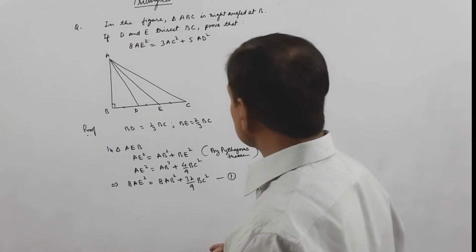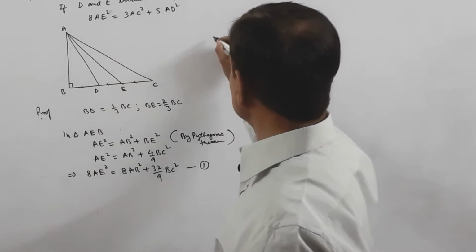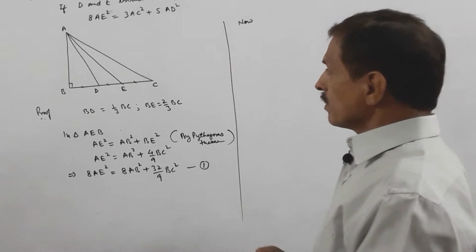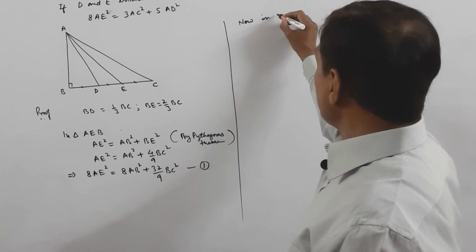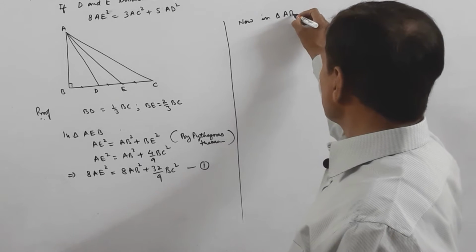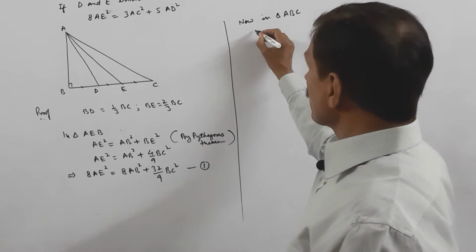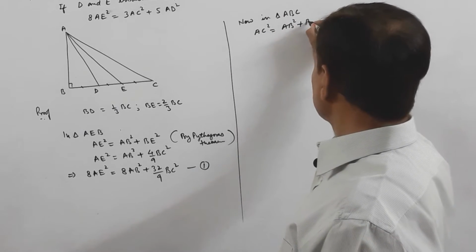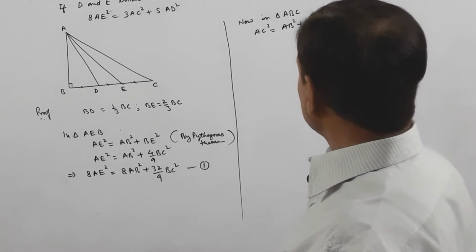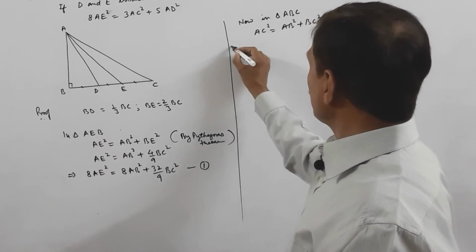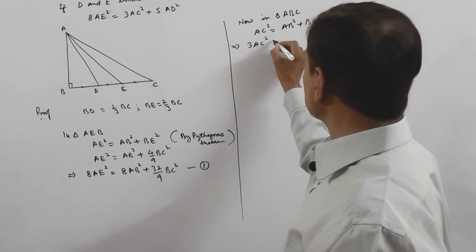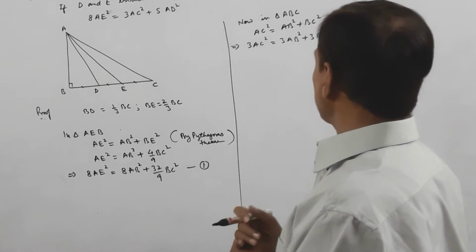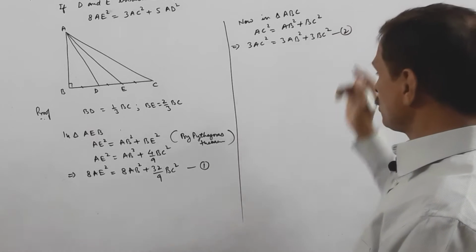Next we consider triangle ABC. Now in triangle ABC, AC square is equal to AB square plus BC square. As we need 3 AC square, so we multiply both sides by 3. So thrice of AC square is equal to thrice of AB square plus thrice of BC square. This is result 2.